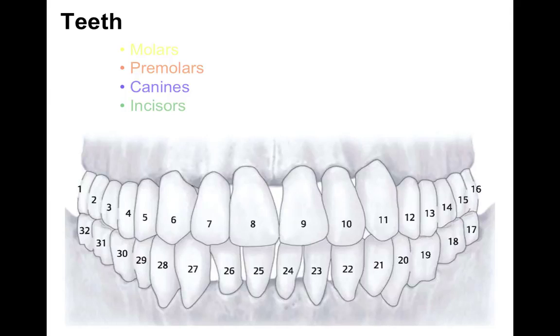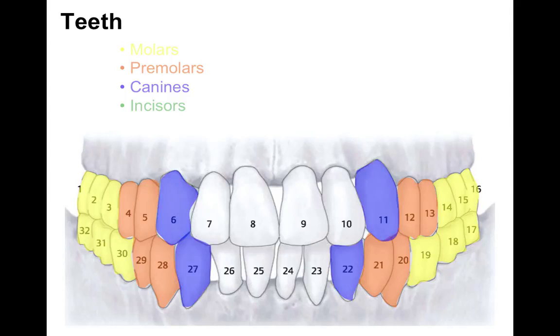Finally, teeth. There are the following types of teeth. First are molars, comprising teeth 1, 2, 3 on the upper right side, then 14, 15, 16, upper left side, 17, 18, 19, lower left, 30, 31, 32, lower right. And then we've got our premolars, 4, 5, 12, 13, 20, 21, and 28, 29. And then our canines, teeth 6, 11, 22, and 27. And then finally our incisors, 7 through 10, 23 through 26. And there we have our teeth.